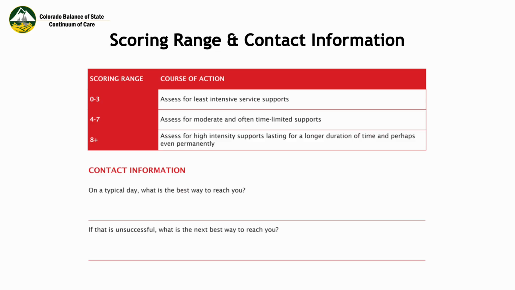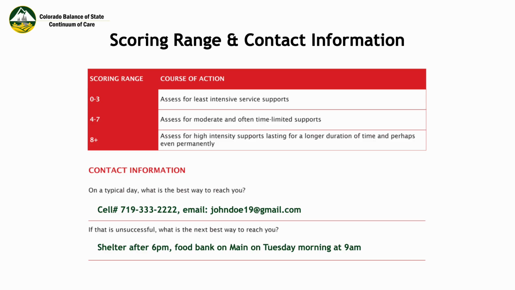It's important to get contact information that can include a cell phone number or email address, outreach location, and where they can be found in the community, as well as contact information for family, friends, or caseworkers that they're connected with, as these will be the way someone will reach out to them if they're selected for a housing resource.